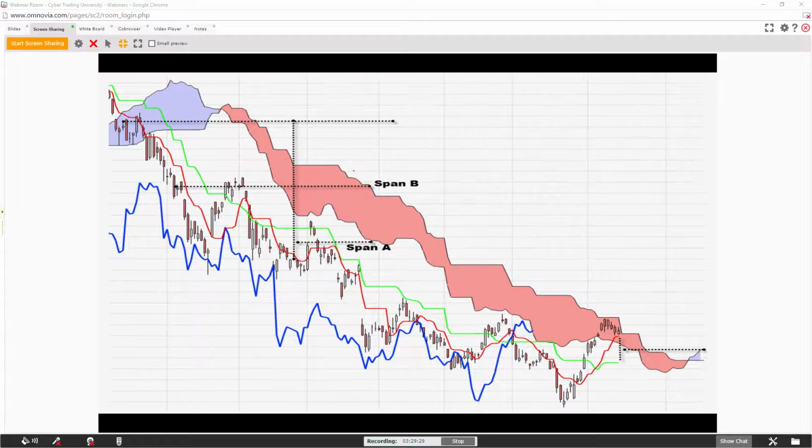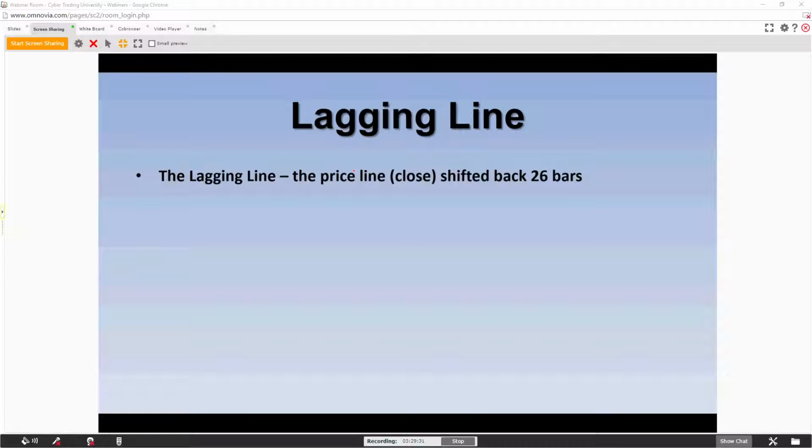All right. Lagging line is always lagging in nature. So lagging line is exactly what it says. It's lagging. It's the price line close shifted in the past 26 bars.